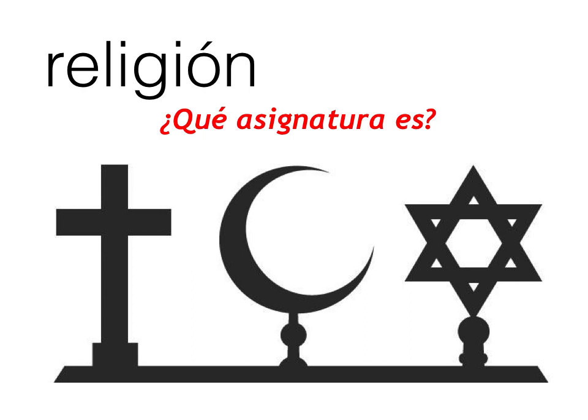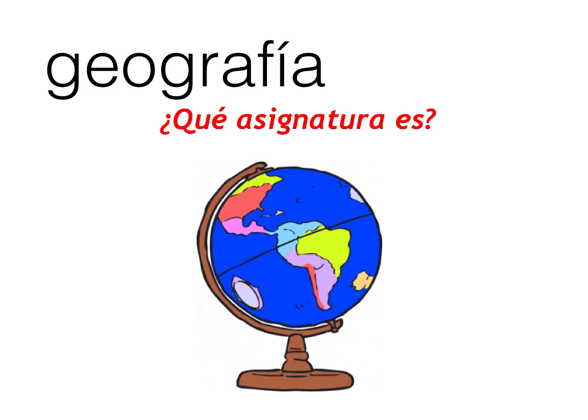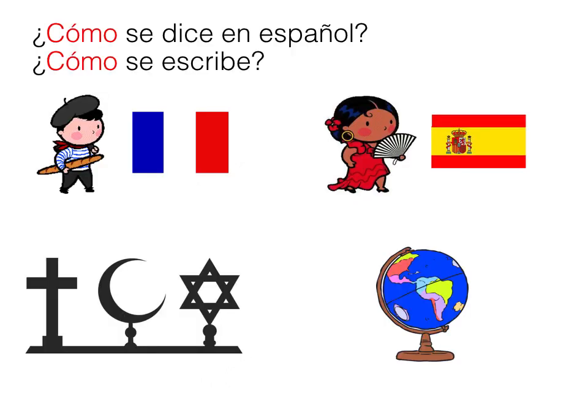Religión. Muy bien. Ahora, remember, a G in Spanish makes a H sound at the beginning. So I want you to say geografía. Repetid, geografía. Perfecto. ¿Y qué asignatura es? Geography. Muy bien. Entonces, las cuatro.